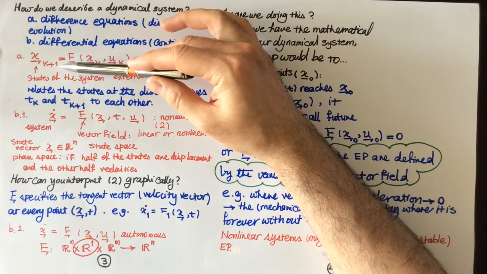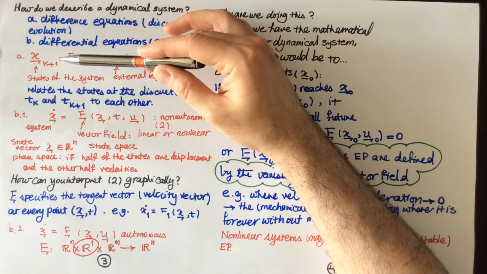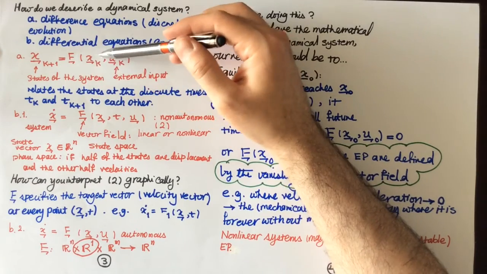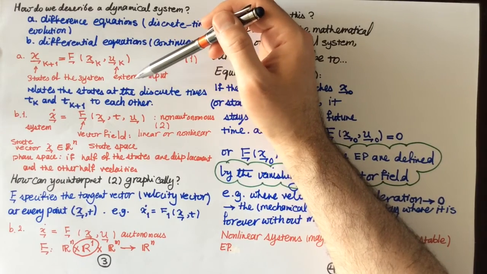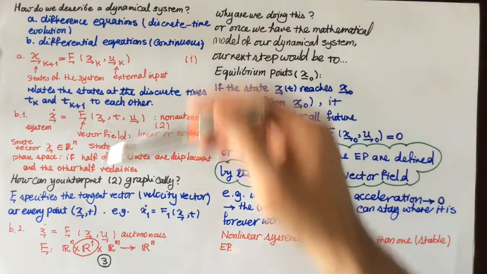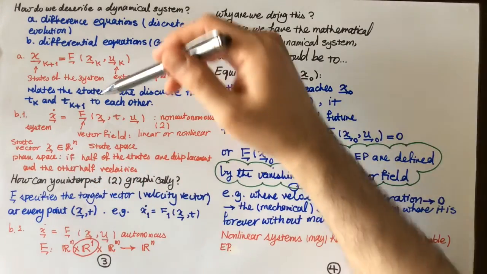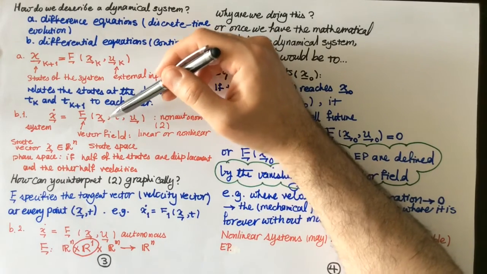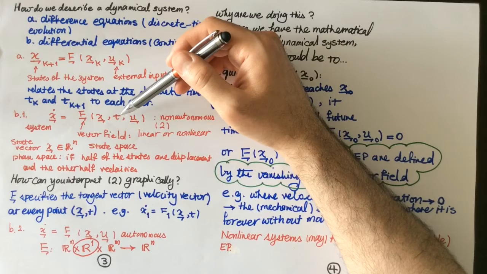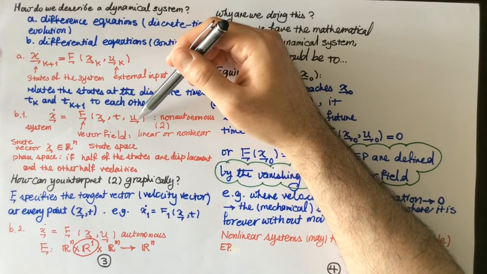x sub k plus 1 is in fact our state vector at time k plus 1, which depends on the state vector at time k, plus our external input. And then for a differential equation, we have x dot equal to f, depending on, in this case, time explicitly on the right hand side. And then I have an input.